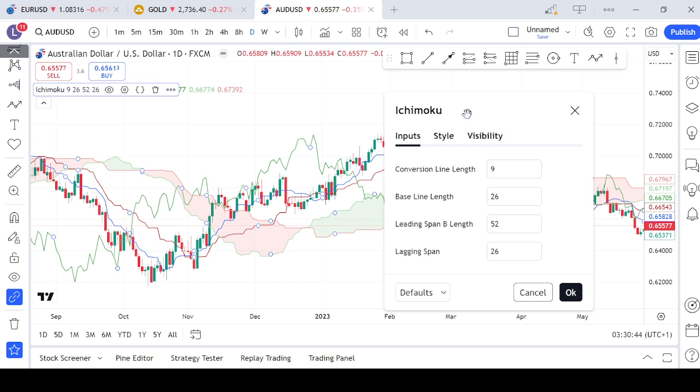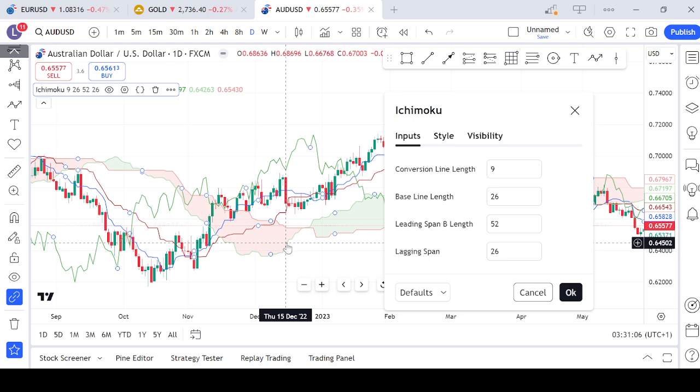And we have the Senkou span A, which is the leading span A, and it forms one edge of the cloud, calculated as the midpoint of the Tenkan Sen, which is the conversion line, and the Kijun Sen, which is the baseline, plotted 26 periods ahead.